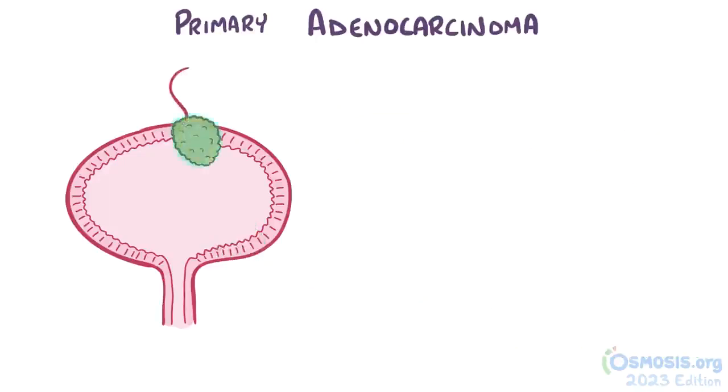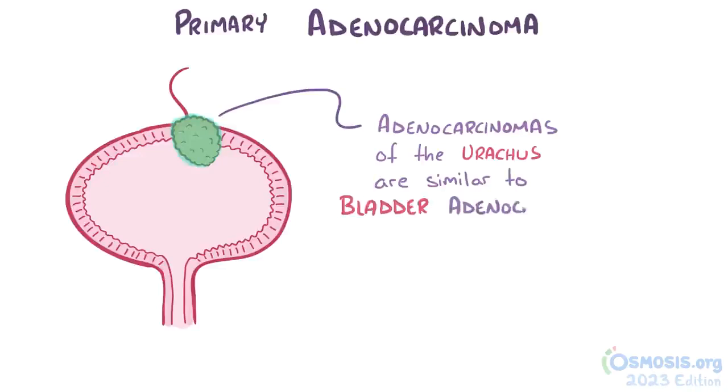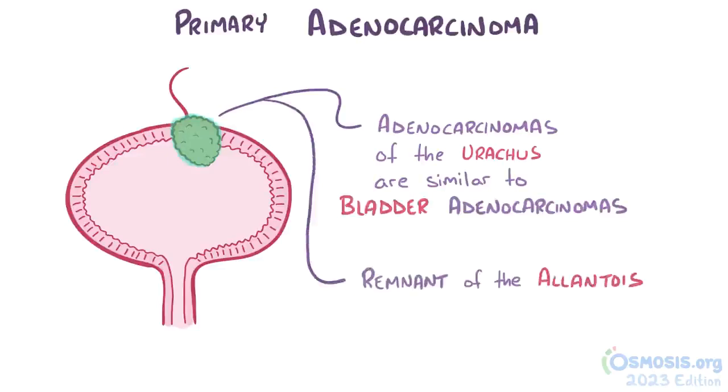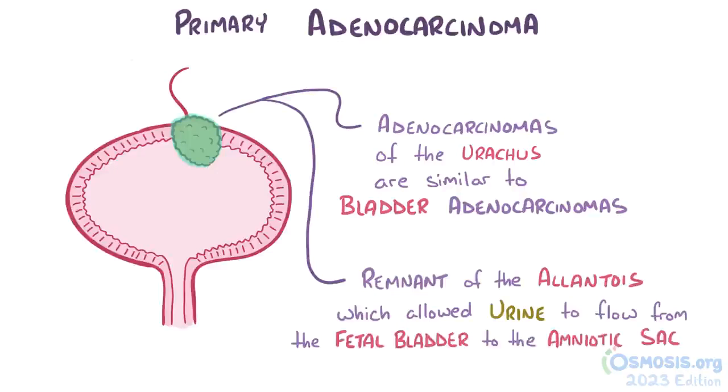And finally, it's worth noting that adenocarcinomas of the urachus are pretty similar to bladder adenocarcinomas. The urachus is the fibrous tissue sitting at the dome of the bladder, which serves as the remnant of the allantois, the canal that allows urine to flow from the fetal bladder into the amniotic sac.